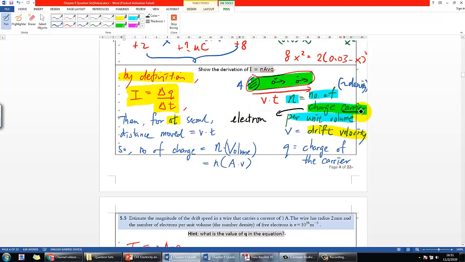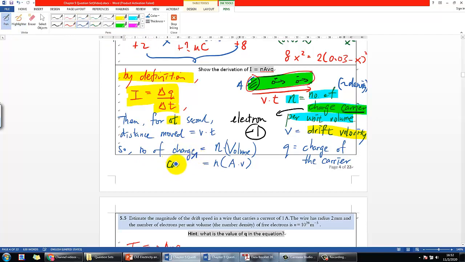Okay, not the charge itself. We should know that. I mean, you should know that from chemistry. Electron has a charge of -1. So -1 is the charge of electron. Again, electron is a charge carrier, carrying one negative charge.